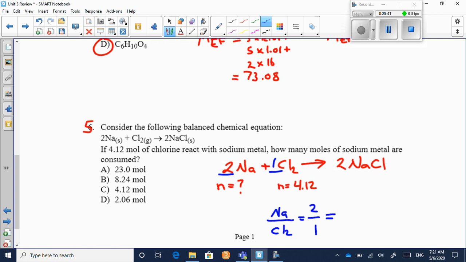But look at this. I've been given 4.12 here, and I need to solve for how much Na. The way you solve these is by cross multiplying to get the x. And so x is going to be equal to 8.24. That's the number of moles I need. I'm done. That was a really simple one. We didn't have to do step 2 or step 4 because all they wanted to figure out was how many moles. And so my answer is B.